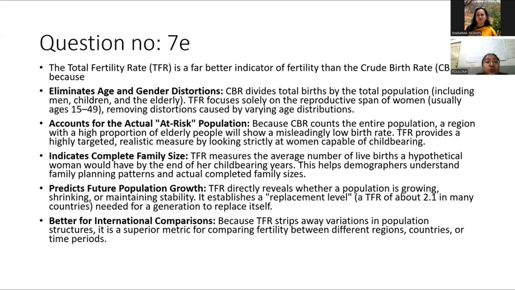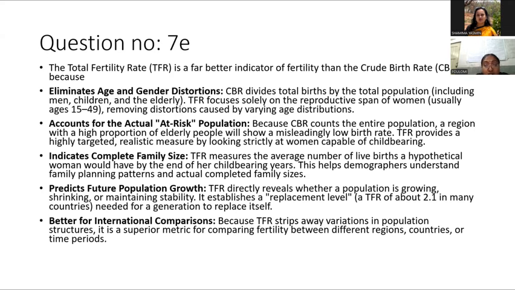Second, it accounts for the actual at-risk population. Because crude birth rate counts the entire population, a region with a high proportion of elderly people will show a misleadingly low birth rate. TFR provides a highly targeted, realistic measure by looking strictly at women capable of childbearing. Third, it indicates the completed family size. Very important, because we know that TFR measures the average number of live births a hypothetical woman would have by the end of her childbearing age.